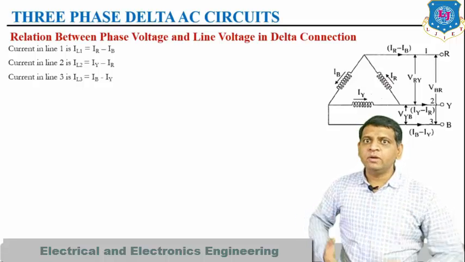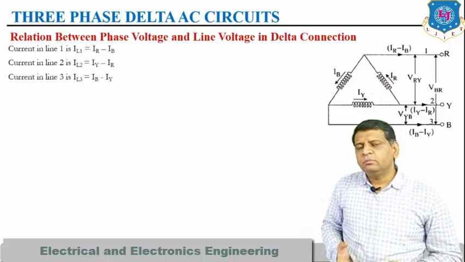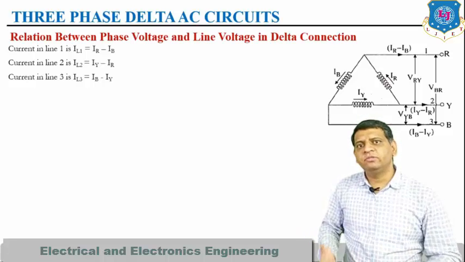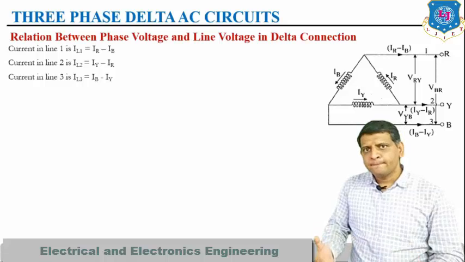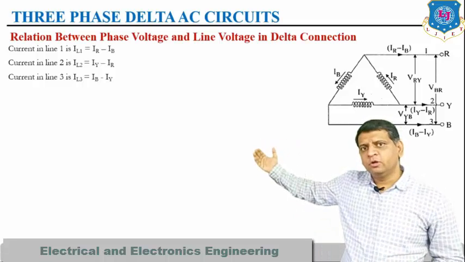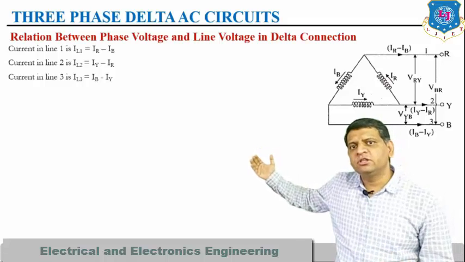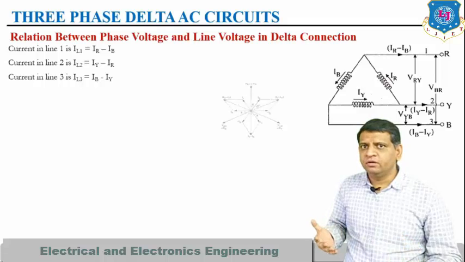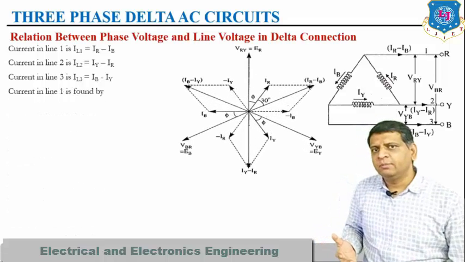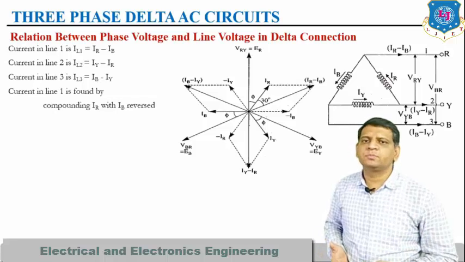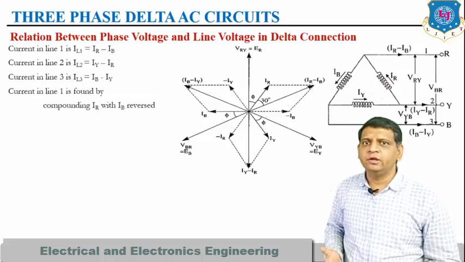Since it is a vector quantity, here I am stuck. Once you are stuck, only one master key will help you, and that master key is the phasor diagram. So I am going to solve this and find the relationship of line current versus phase current by taking the phasor diagram, where I am going to solve all three equations, IL1, IL2 and IL3.